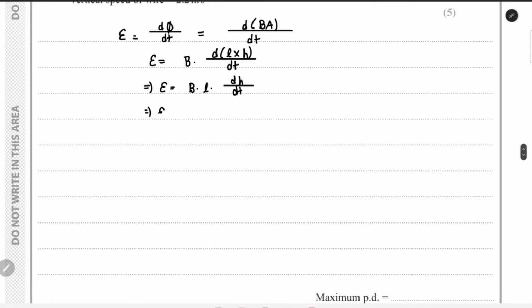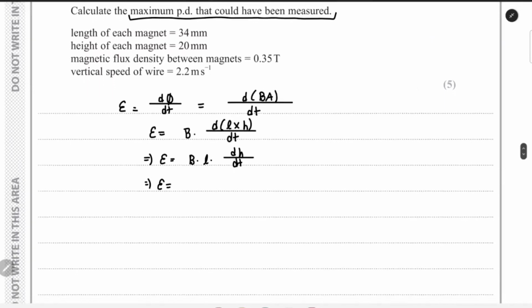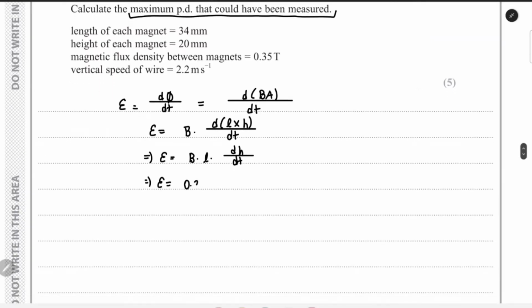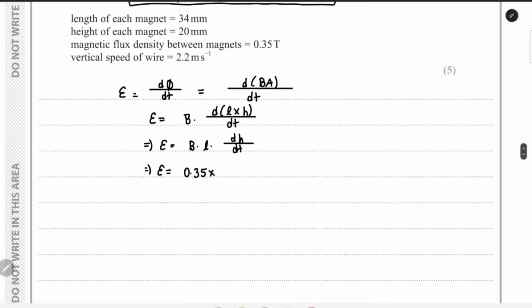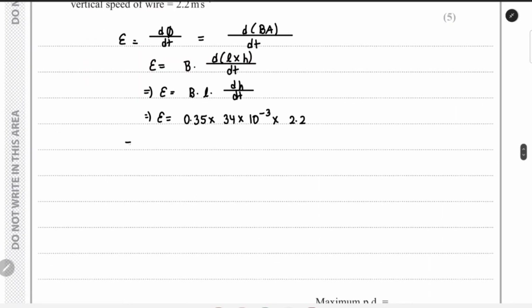So the EMF is B, which is 0.35, multiplied by L, which is 34 millimeters, so 34 × 10^-3, times the velocity, which is 2.2. The maximum potential difference is equal to 0.02618, so 0.0262 volt.